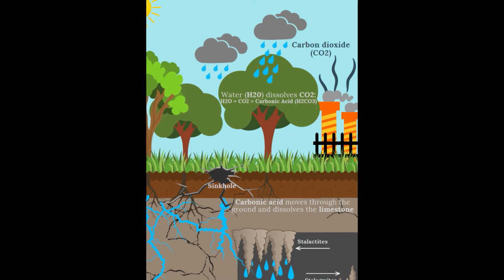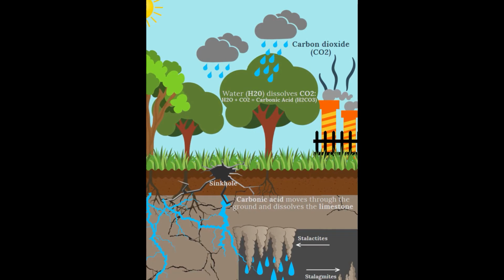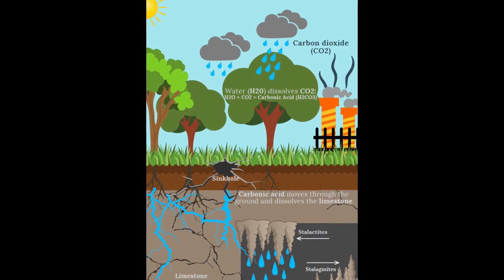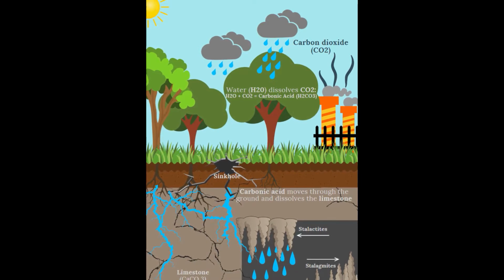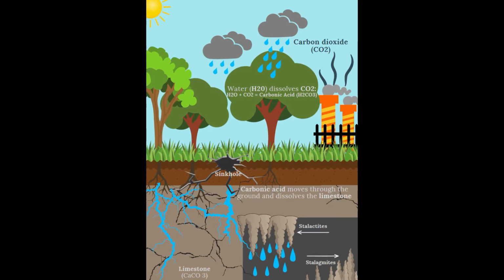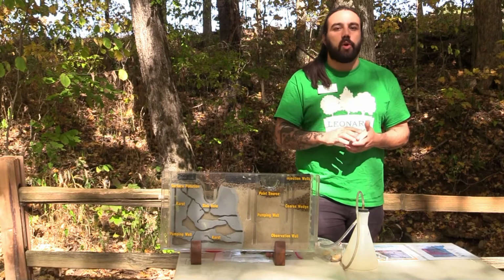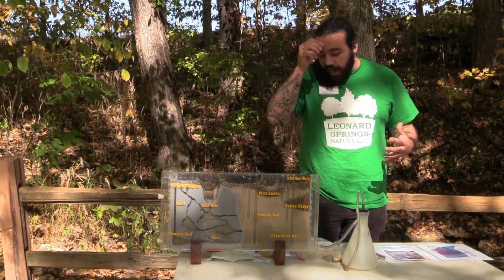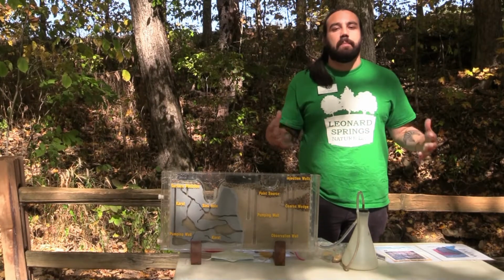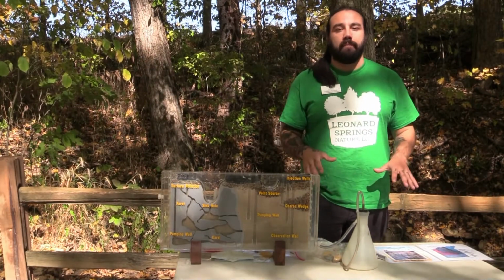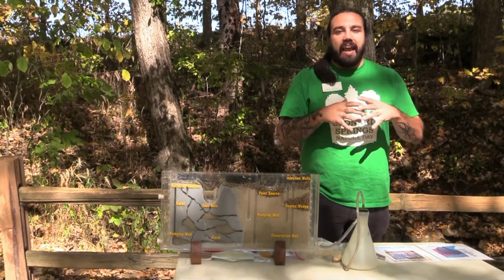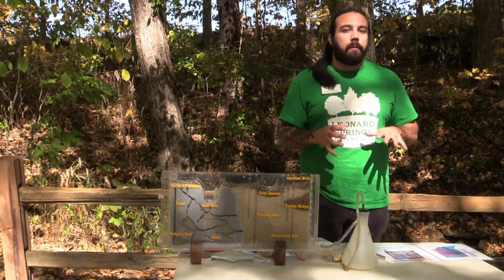Now specifically why limestone is the best: carbon dioxide and water mix to form carbonic acid, and that carbonic acid is especially good at eating its way through limestone. So it's going to slowly erode that limestone, and it's going to form things like caves, sinkholes, and aquifers. An aquifer is a pocket underground that's holding a vast amount of underground water. These aquifers can be connected to underground streams and lakes, and this water moves around. It doesn't just stay in one place.